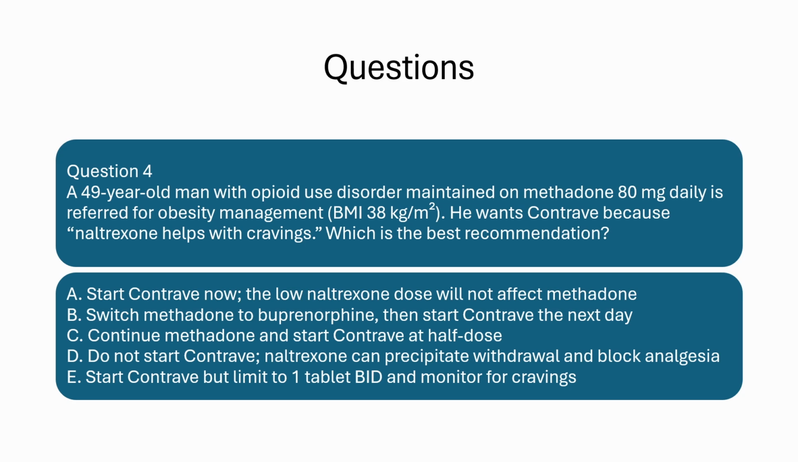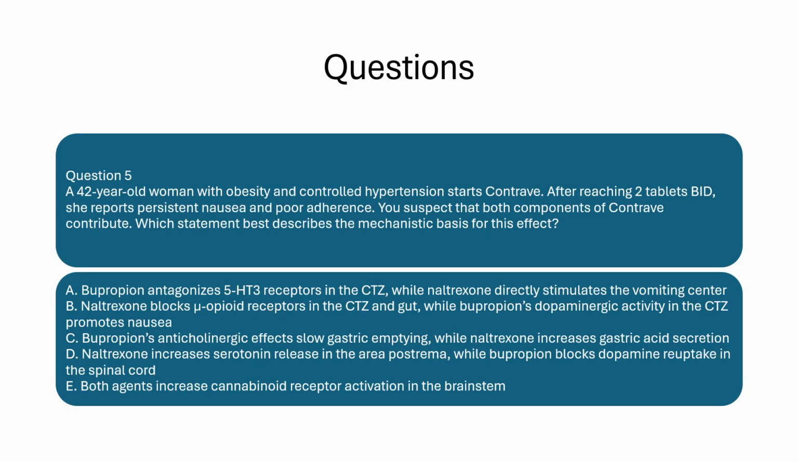A 49-year-old man with opioid use disorder maintained on methadone 80 mg daily is referred for obesity management with a BMI of 38. He wants Contrave because naltrexone helps with cravings. Which is the best recommendation? The answer is delta.